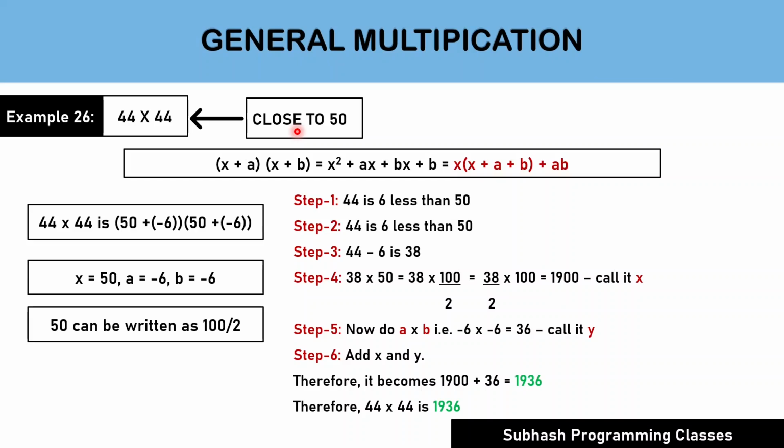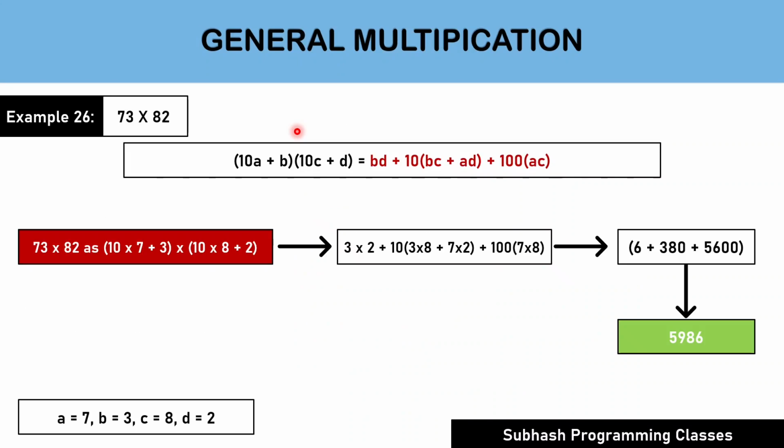The problem is 73 multiplied by 82. To solve this problem, we must make use of the fifth algebraic equation that I mentioned in the earlier slide. That is 10a plus b multiplied by 10c plus d, which will result in bd plus 10 multiplied by bc plus ad as a whole plus 100 multiplied by ac.